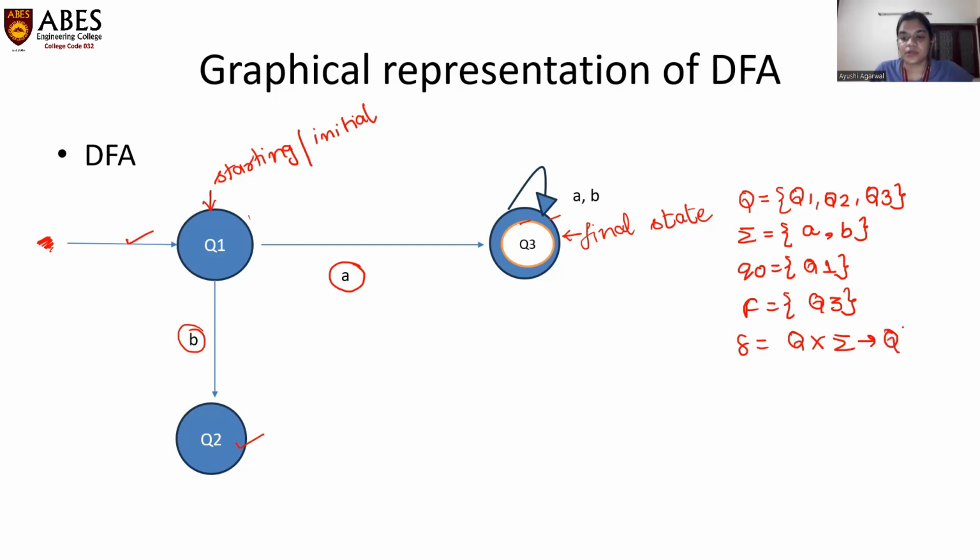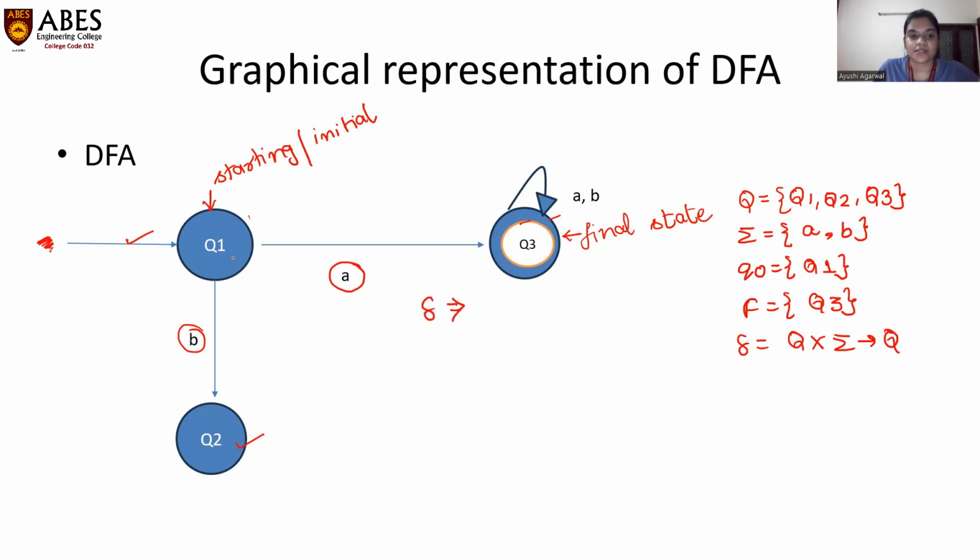This is the equation. Now let us understand this equation. This equation states that there is a state Q, obviously a state present in the state diagram, where Q can have a value of Q1, Q2, or Q3. Sigma has the value A comma B, and again Q will have Q1, Q2, or Q3. Now let us write a transition function for this particular diagram.